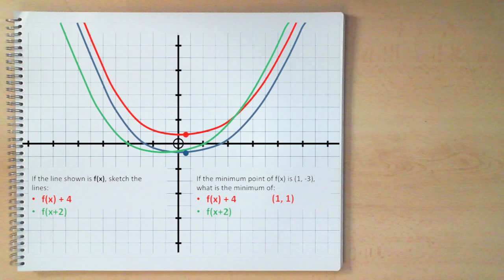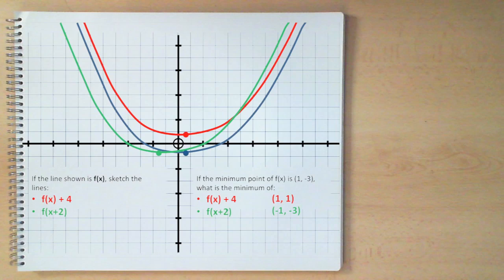Now let's have a look at what that means in terms of y is equal to f of x plus 2 with the plus 2 inside the brackets. Well, that's moving the curve down along the x-axis. So our x-coordinate of the minimum point is going to decrease by 2. So it's going to go from 1 to minus 1. So the coordinates of the minimum for f of x plus 2, all inside the brackets, is going to be minus 1, minus 3.